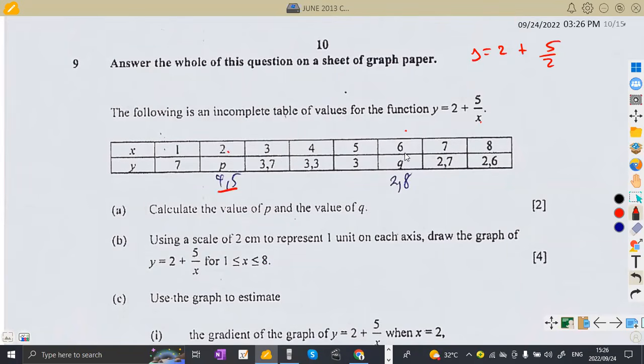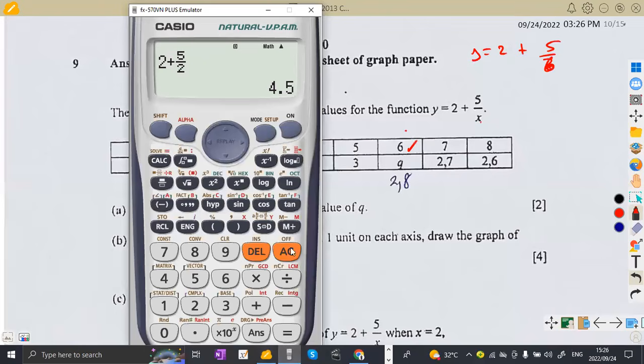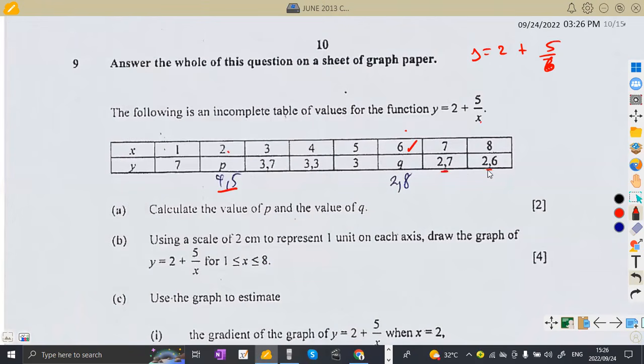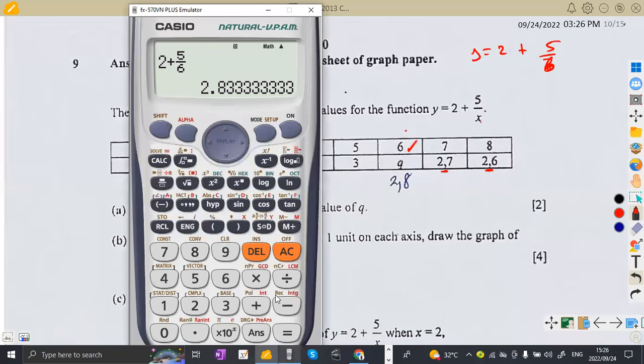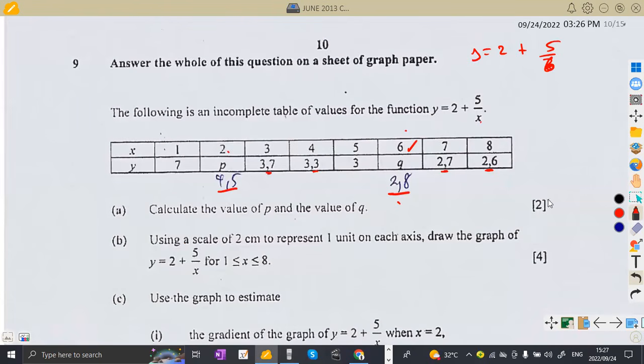And we move on to X. When X is 6, we substitute 6, so it's going to be 2 plus 5 over 6, which is 2,8333. But because the other numbers that you're given are rounded off to 1 decimal place, we are going to round off this one to 1 decimal place. So it's 2,8 because the 3 cannot change this 8. All right, so that's what we have here, 2,8.